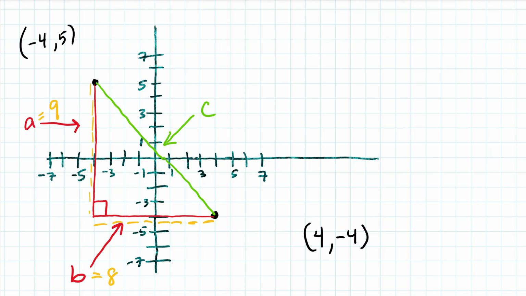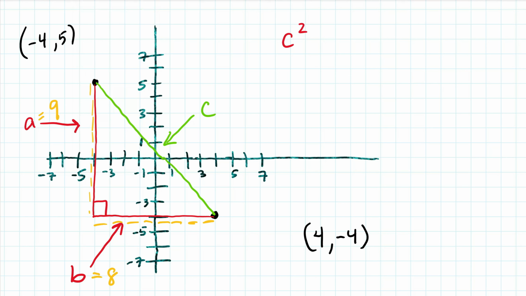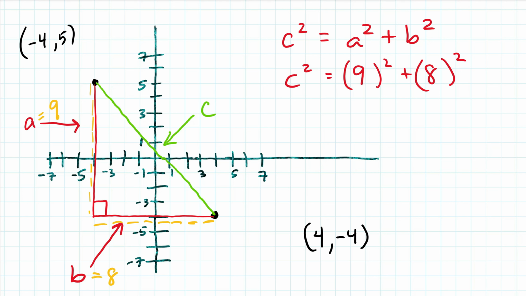So now we know the lengths of the 2 legs, and now we can go ahead, because we know it's a right triangle, and just apply the Pythagorean theorem. C squared equals a squared plus b squared. Well, we're looking for that C. So now we can say to ourselves, let's input the A and the B. The A is 9 squared plus the B is the 8 squared. So 9 and 8 are our A and B. The Pythagorean theorem says to square them both. So C squared equals 81 plus 64. So C squared is whatever 81 plus 64 is.